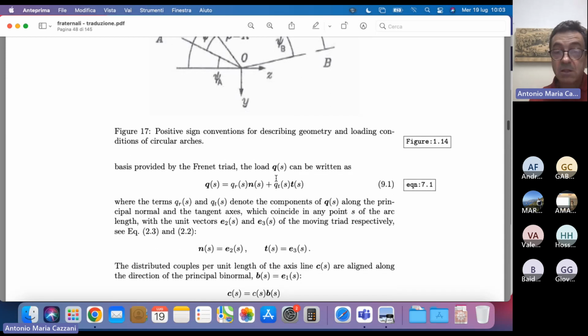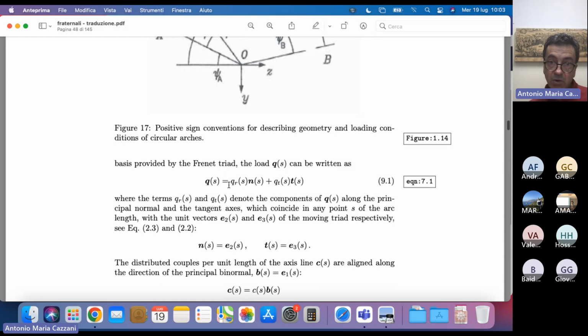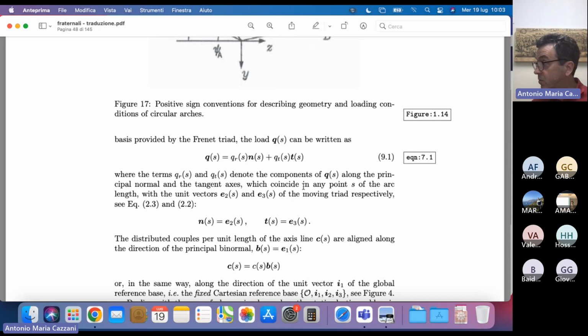In particular, we can see that since we are working with a plane problem, the distributed load Q, which is a vector function, can be expressed by components as a radial distribution QR and the tangential distribution QT, which are then multiplied by the unit normal and the unit tangent vector, which, however, change from point to point along the axis line, where, of course, n coincides with the unit vector E2 and t coincides with the unit vector E3 of the moving triad.